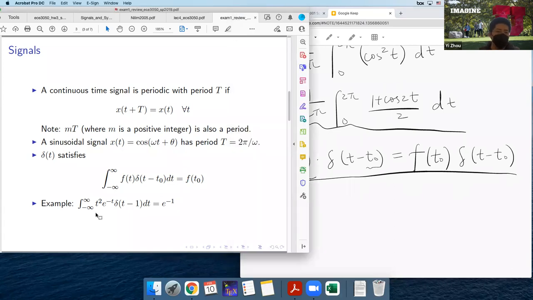And then utilizing this property, we can do this type of integration very quickly. So basically, we can regard this part as f(t). So this is f(t) times delta(t minus 1). So we can replace the previous part by f evaluated at 1. So here the time shift is 1. And then that gives us the value e to the power of negative 1, if we replace t by 1 here. Okay, so this is the sampling property of the impulse function.